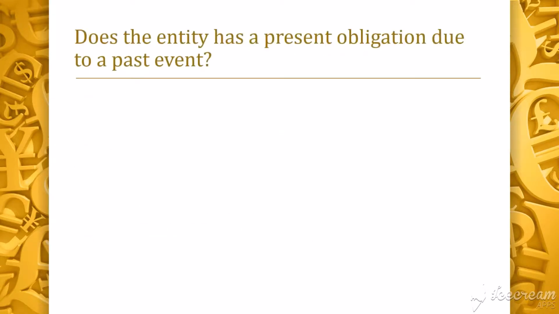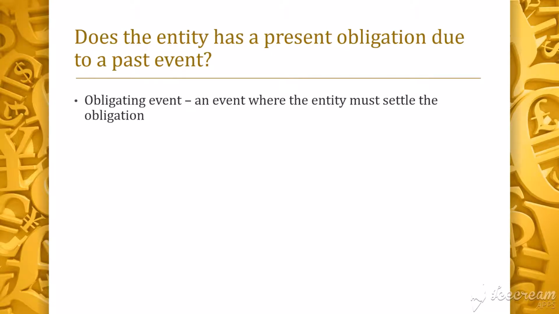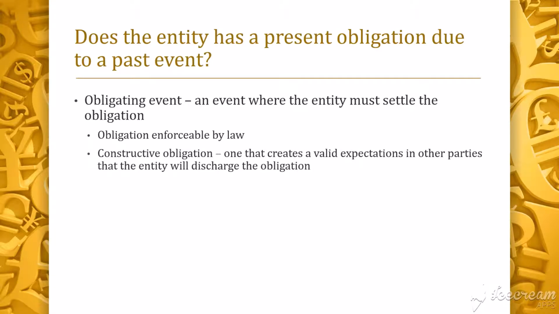To answer the first criterion, something must have happened, holding the entity responsible for an obligation. This is called an obligating event, where the entity must settle the obligation. Such obligating events can be further classified into 2 categories: an obligation enforceable by law through contracts or legislation, and a constructive obligation, which is an obligation arising because an entity is involved in an event which creates valid expectations in other parties that the entity will discharge the obligation. This often arises due to established patterns of past practices, published policy, or a sufficiently specific current statement the entity has indicated to other parties that it will accept certain responsibilities.